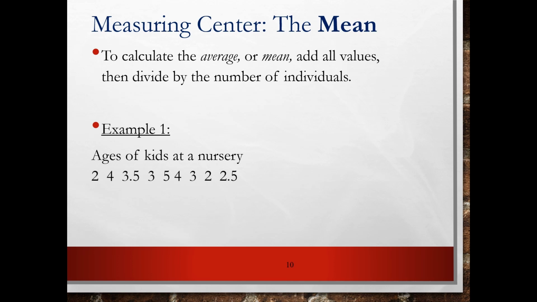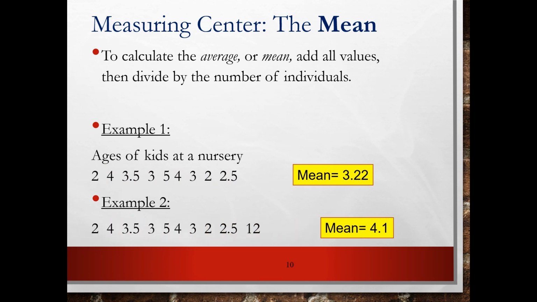Let's say these are the ages of kids at a nursery, and these are the ages of kids at another nursery. Suppose you calculate the mean for both data sets. See, its mean is 3.22 here, but here the mean is 4.1. So the mean is quite large here. What was the reason for this large mean? There was some unusual value in this data set. Otherwise, all the rest of the values are the same across both examples. So the mean got inflated because of this one high value.